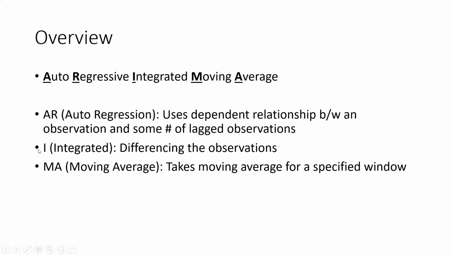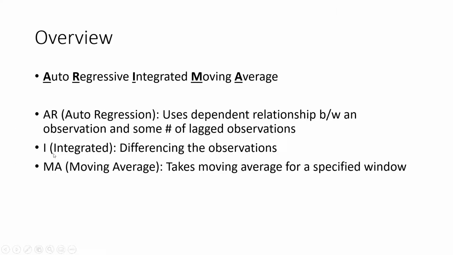And integrated is basically differencing the observations. If you remember last week, we talked about this concept of stationarity in time series, right? And we said that before implementing this ARIMA model, the time series has to be stationary. One of the ways to make a non-stationary series stationary is to take the difference between the observations. So that is what this I component, the integrated component, does.